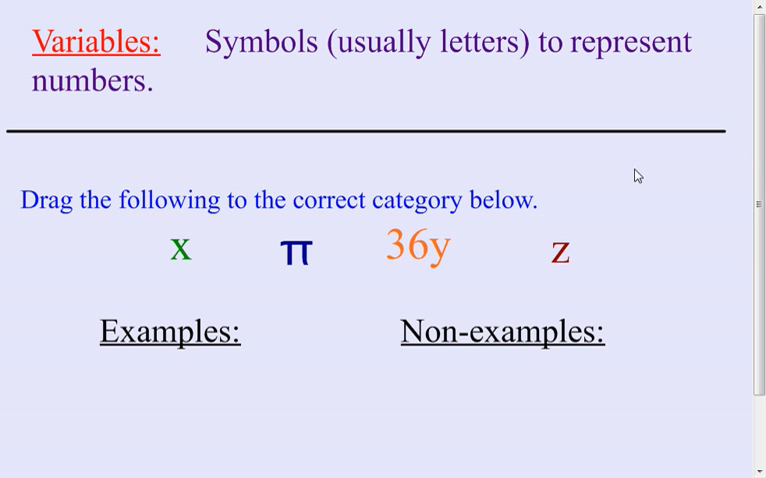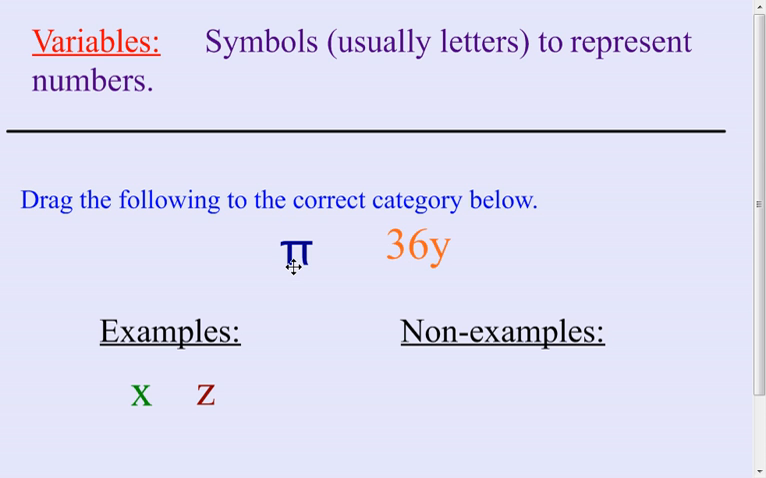So I've given you some examples here, and we are going to drag them to the right category. Everything I've given you either is a variable or is not a variable. Okay? I think most people can figure out that x is a variable. It is a symbol that represents a number. Z is also a variable. It is a symbol that represents a number.